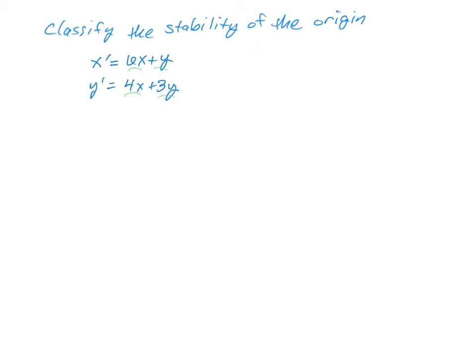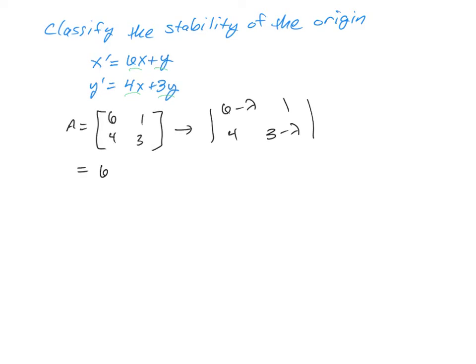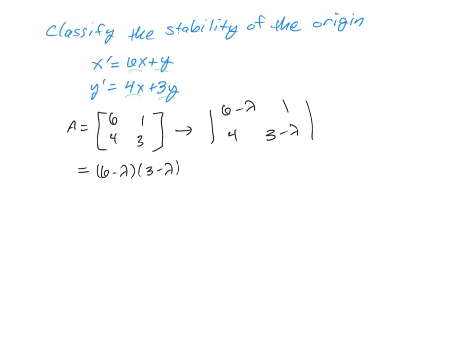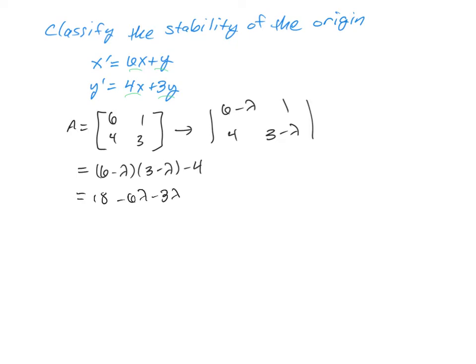All right, so to do this, we're going to look at the matrix A, which is equal to [6, 1; 4, 3]. And we'll find the eigenvalues by once again subtracting lambda off of the main diagonal and doing some algebra to solve for the values of lambda. So we're going to have (6 minus lambda) multiplied with (3 minus lambda) minus 4.